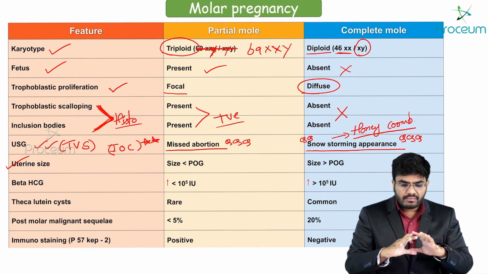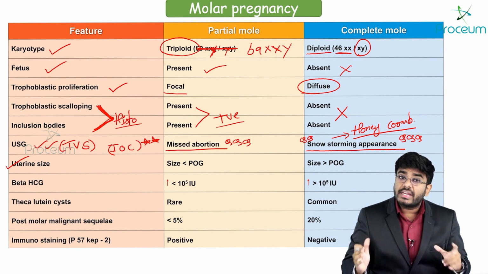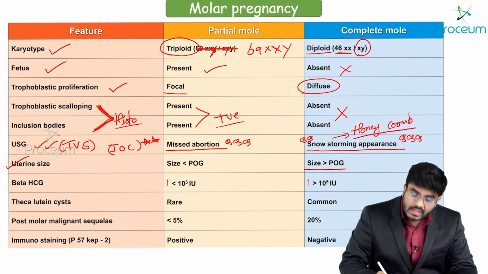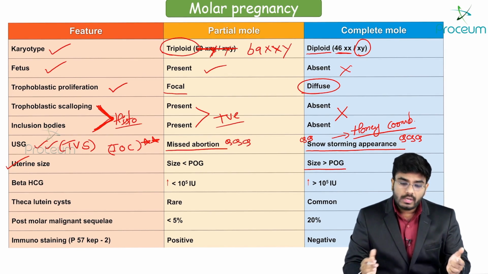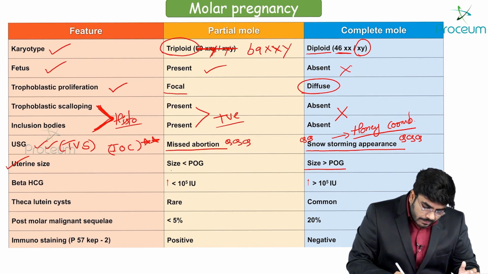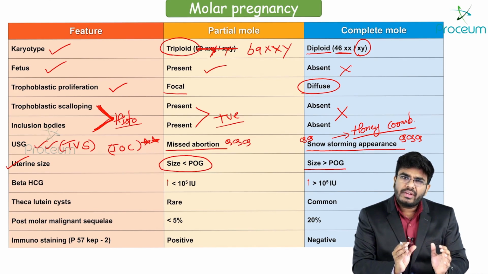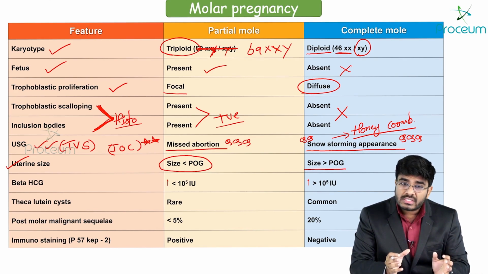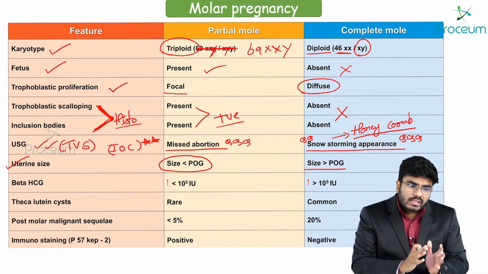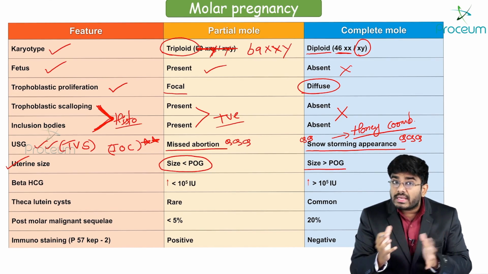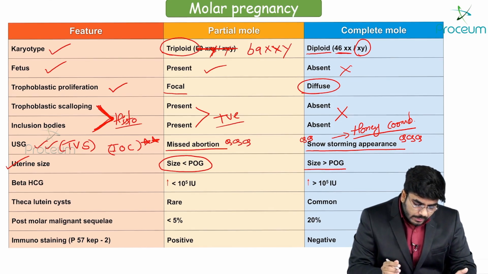Now, let's talk about the uterine size. Uterine size is much more than the period of gestation in complete mole. Here, in partial mole, the size of the uterus is lesser than the period of gestation. Why? Because there is some fetal tissue, it just looks like a missed abortion. The fetus is not growing, only the trophoblast is proliferating focally. So, size is less than the period of gestation.